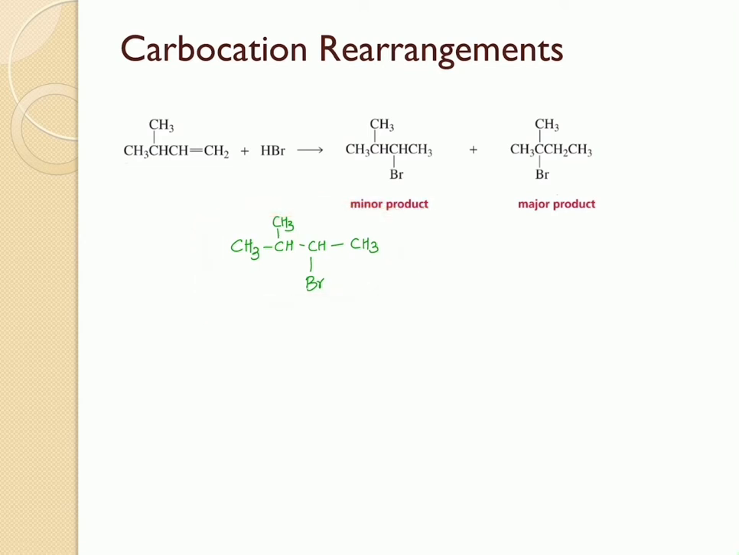Now what is happening here? There should be something happening in the mechanism for it to give this as the major product, right? Now let's look into the mechanism for this reaction and see whether there is something else that is happening in the reaction to give this as the major product. Let us begin by drawing the different carbocations that are obtained in this reaction.